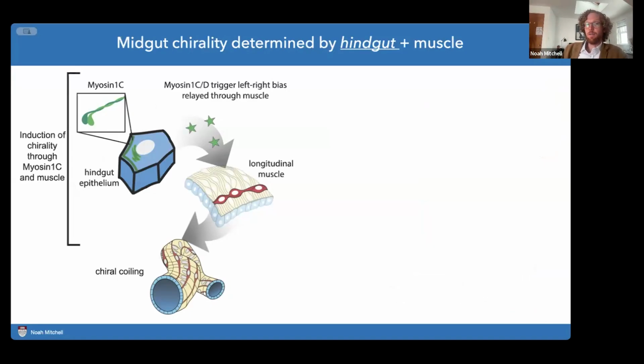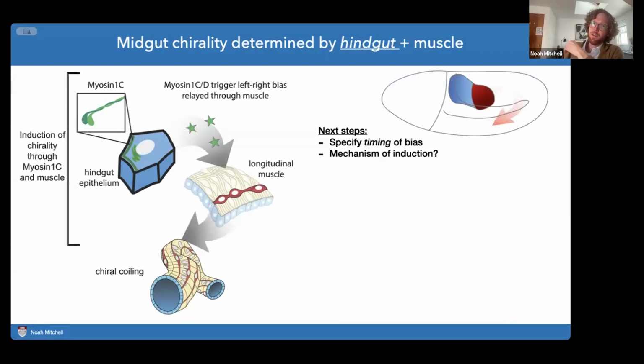This seemed pretty strange to us at first, but in the end, I think it makes sense because these two cell types were at a much earlier stage right next to each other. So perhaps one signals to the other, then that longitudinal muscle goes and forms part of the midgut and determines its chirality. We're checking that hypothesis now in a rather arduous experiment, turning on extra myosin 1C at different stages, and we suspect that it will determine the chirality at this stage when they're still together back in the posterior.